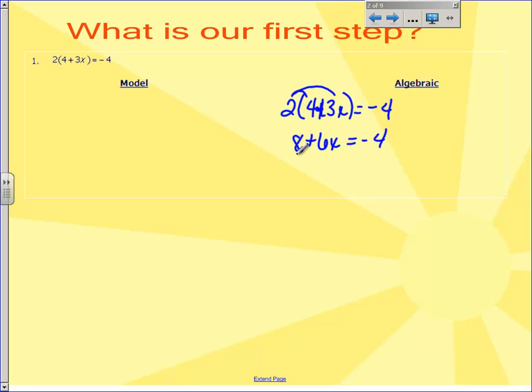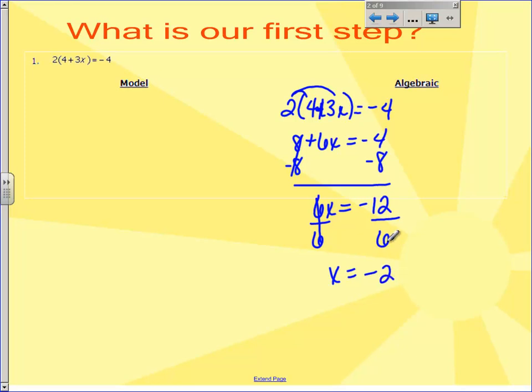To cancel out a positive 8, I have to do a negative 8. And so I do the same thing on the other side, which leaves me with 6x equals, since this is a negative 4 and this is a negative 8, my answer will be negative, and I just add them together, so it's negative 12. And then I divide both sides by 6 because that's the opposite of multiplying by 6. And so I get x equals negative 2. It's negative because I divided a negative by a positive, basic integer rule. So the answer is negative 2.